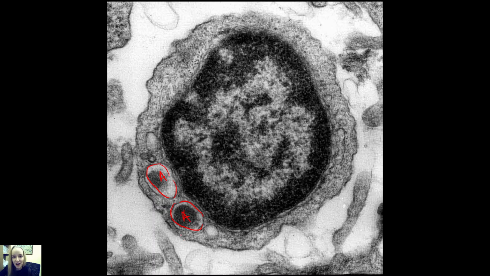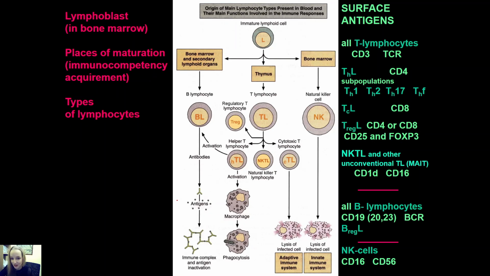Because lymphocytes are agranulocytes, but they do contain azurophilic granules. So we can't find specific granules, but they do contain azurophilic ones. Okay, so how do we differentiate lymphocytes?